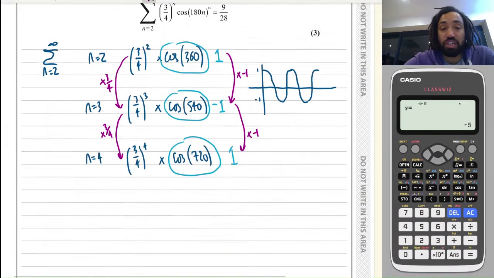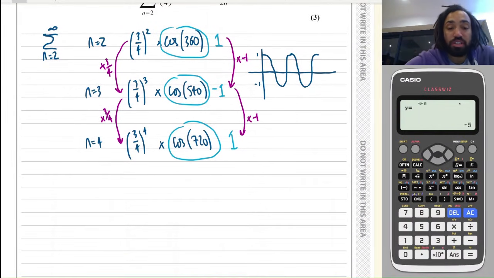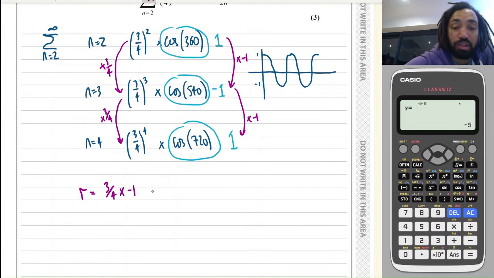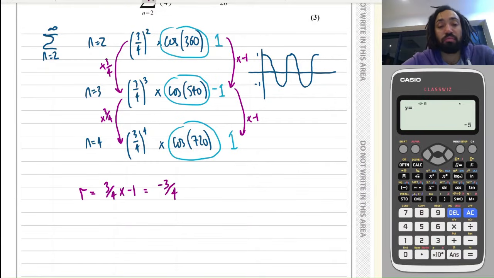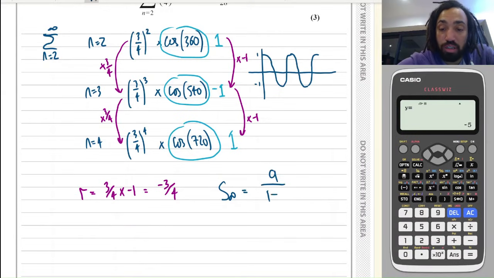So this is actually a geometric sequence. It's a geometric sequence where the ratio is me timesing by 3 quarters and timesing by minus 1. So I'm timesing by minus 3 over 4. And what the geometric sum to infinity, which you're given in your formula booklet, is equal to is a over 1 minus r. And a is the first term, which we can calculate up here.